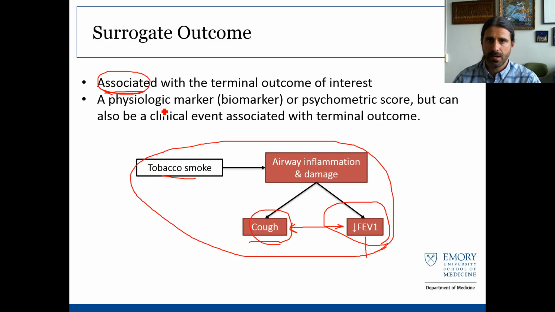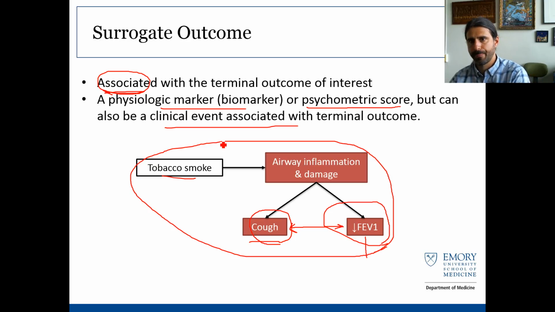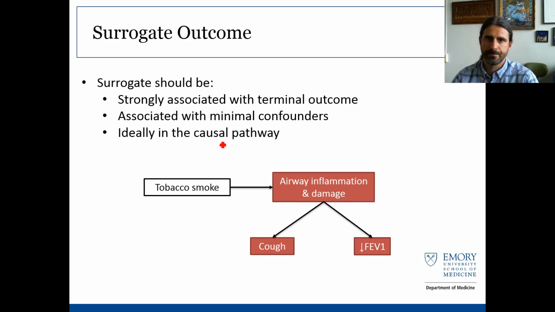Often these are in reference to biomarkers or physiologic markers, psychometric scores, predictive scores, but sometimes they can be a clinical event as well. For a good surrogate, it should be strongly associated, so the association should be really strong, and that can be measured. Maybe it's measured in other studies, or you have to do the work yourself. It should also be associated with minimal confounders.